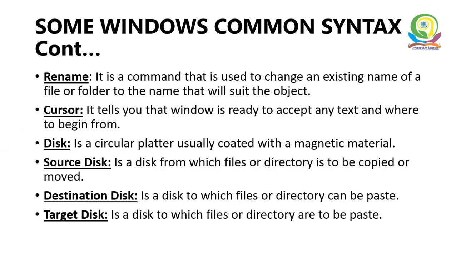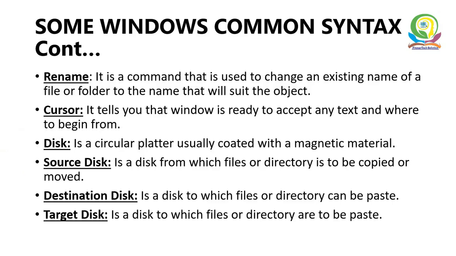Cursor, it tells you that Windows is ready to accept any text or where to begin from. So the cursor, you see it blinking when you click that location, meaning it is ready to accept what you want to type. That's the work of the cursor. And the disk is a circular platter usually coated with magnetic material, especially our hard drive, which is in the form of a magnetic material used for storing. So that is what we call a disk.